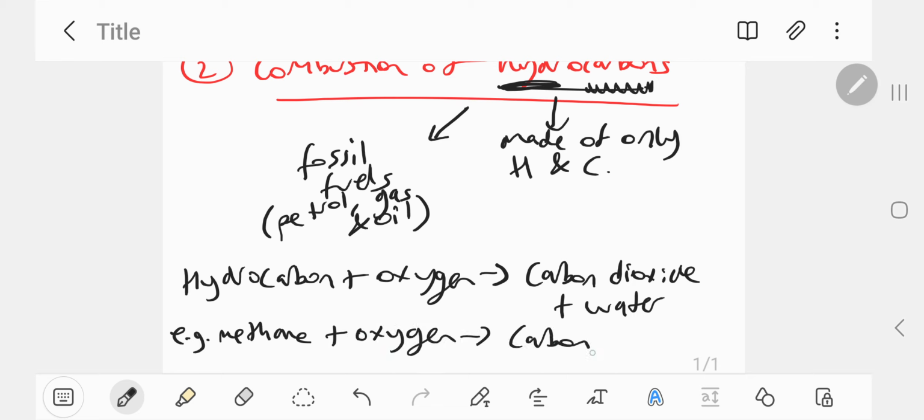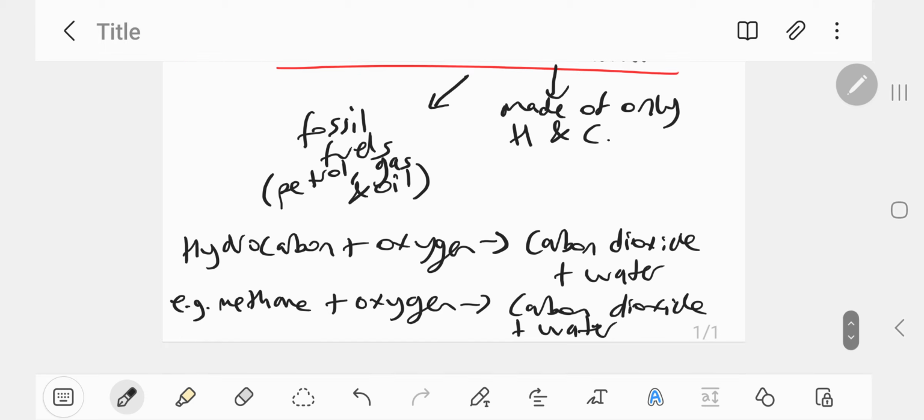Carbon dioxide plus water. This is the same for things like butane, another type of fuel, butane, propane. So any fossil fuel you take, any hydrocarbon, you burn it, you get carbon dioxide and water. Okay, and the issue with fossil fuels, with hydrocarbons, is that they pollute the atmosphere. That's due to carbon dioxide being released. So carbon dioxide is not particularly good for the atmosphere, too much of it. That's for another topic.